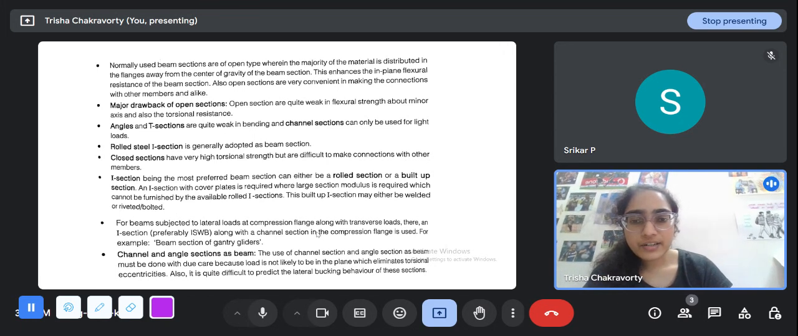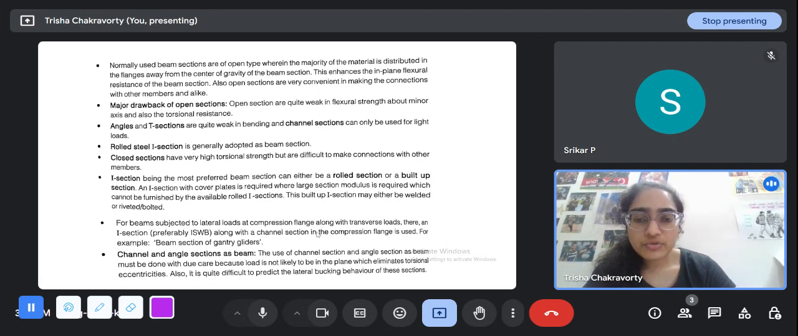Angles and T sections are quite weak in bending, and channel sections can only be used for light loads. So, channel sections are often used in trusses. Rolled steel I sections are generally adopted as beam sections. Closed sections have a very high torsional strength but are difficult to make connections with other members.